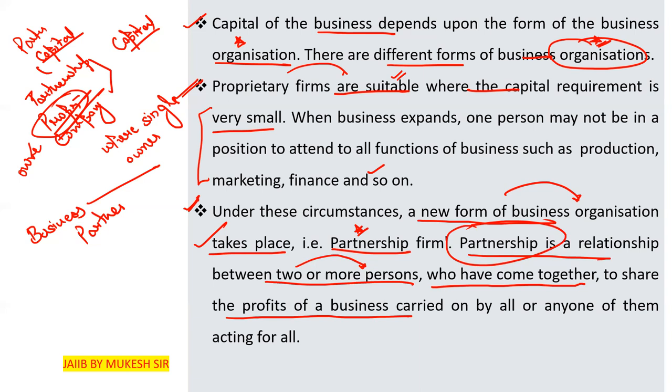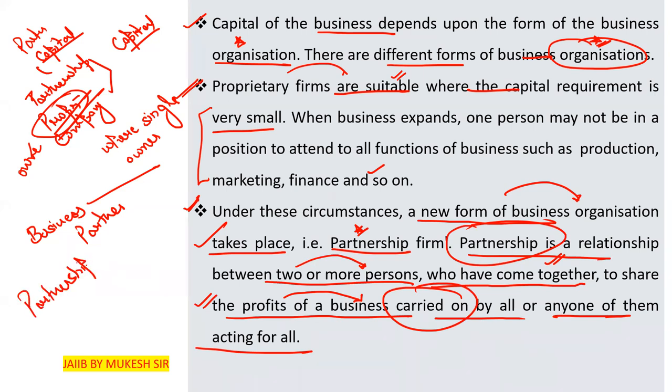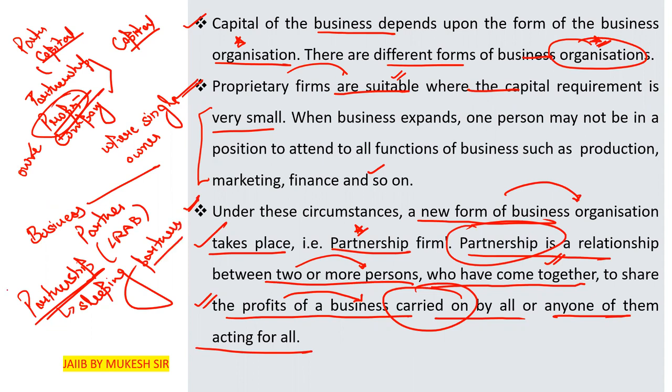Partnership is a relationship between two or more persons who have come together to share the profits of a business carried on by all or any one of them acting for all. As we have already discussed in detail regarding the partnership in LRAB, in a partnership some are sleeping partners also. They have capital in the partnership firm, but they are not working there. That is known as a sleeping partner.